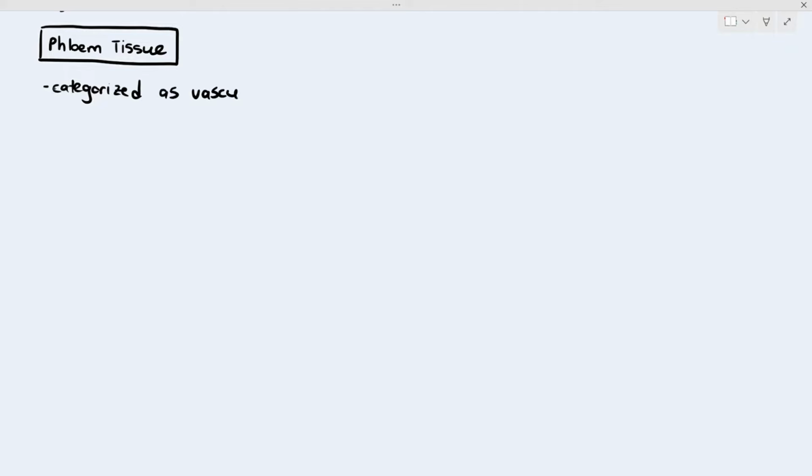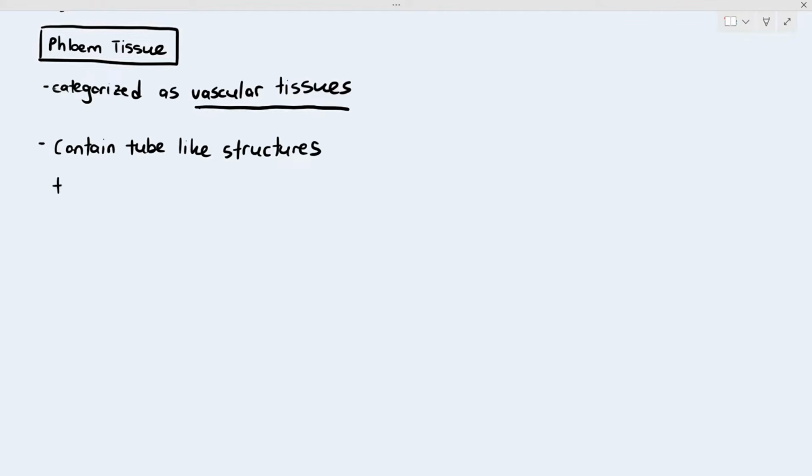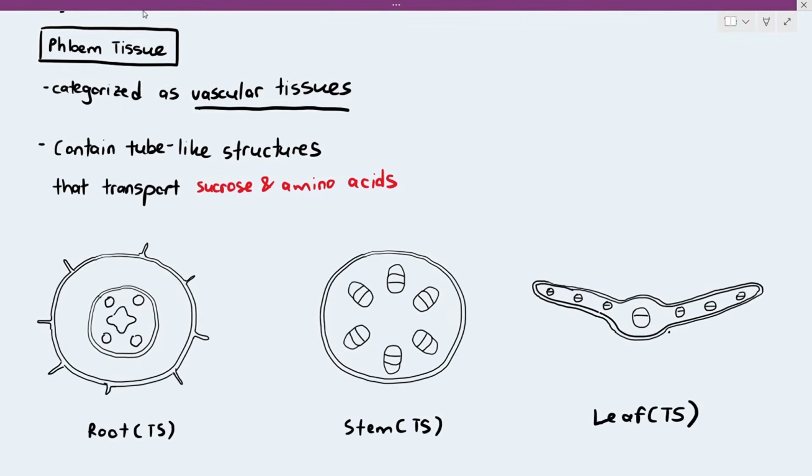So the phloem tissue is categorized as vascular tissues. And why do we call them vascular tissues? Because they contain tube-like structures. But the tube-like structures in the phloem actually transport sucrose and amino acids. These are the two main things that phloem transports inside the plant.